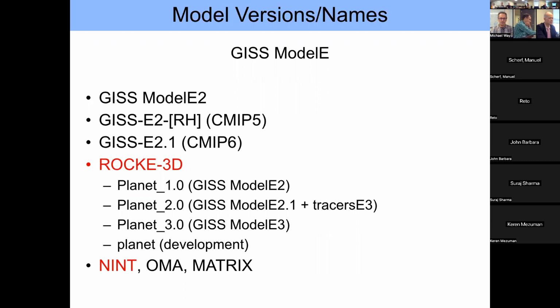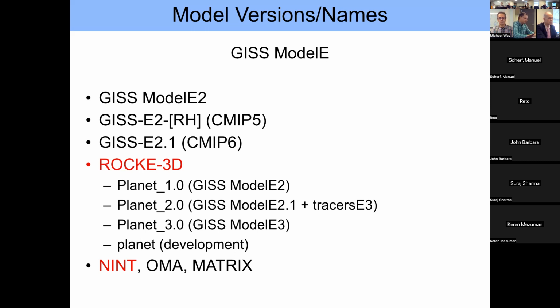So these infrastructure changes, including many others, eventually made it to model E3, which will be the base of our Planet 3.0 version, which is yet to be developed. And internally, we have the Planet branch, which is our development branch, but you will not be seeing that in general. Right now, the Planet branch and Planet 2.0 are the same thing, but that's only for internal use, for those of you that have access to our repository.